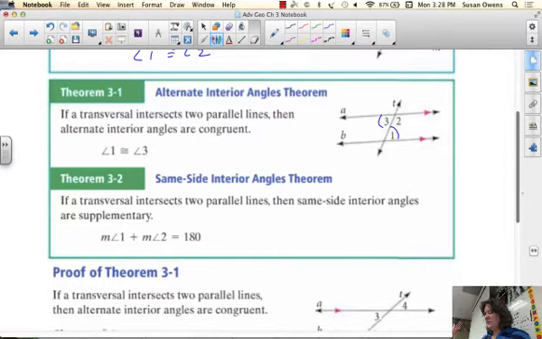Now, same side interior angles are supplementary. So if a transversal intersects two parallel lines, then the same side interior angles are supplementary. So if you take a look at the picture above again, angle 1 and angle 2 add up to be 180.